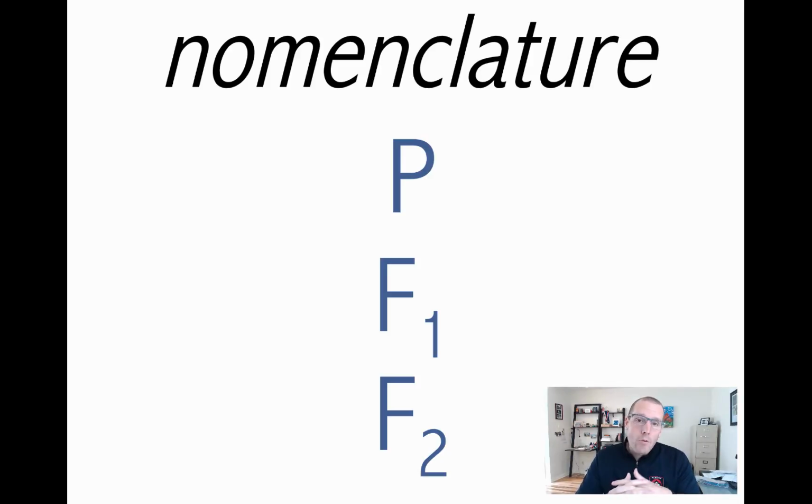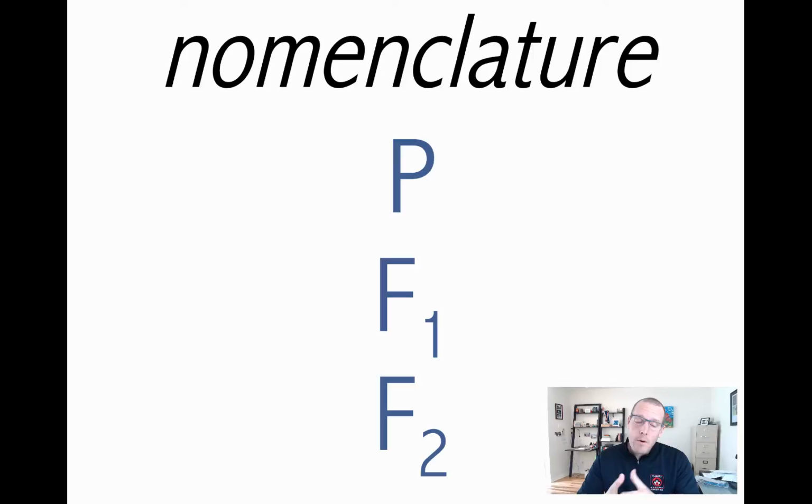So we'll often be talking about the P, the F1 and the F2 generations. The P generation are the parents, and so the offspring of the parents would then be called the F1 generation, which stands for filial one. And then the offspring of the offspring would be the F2 generation.